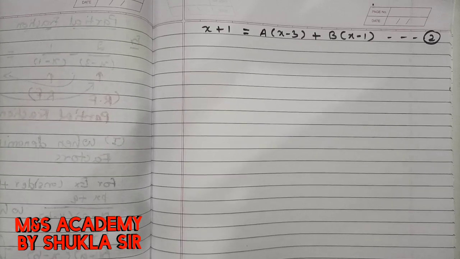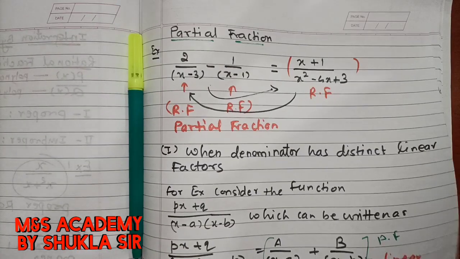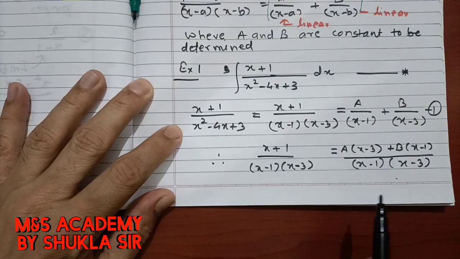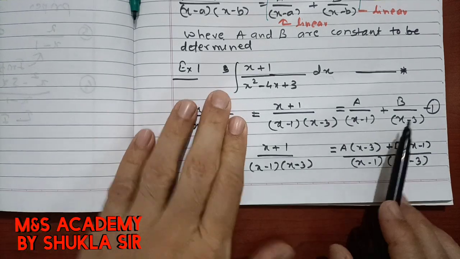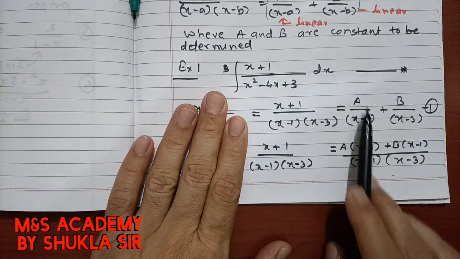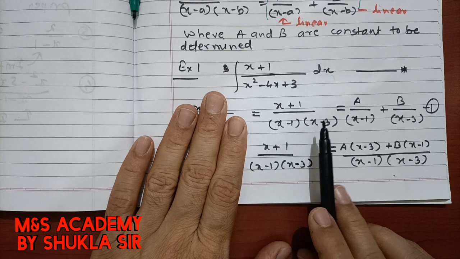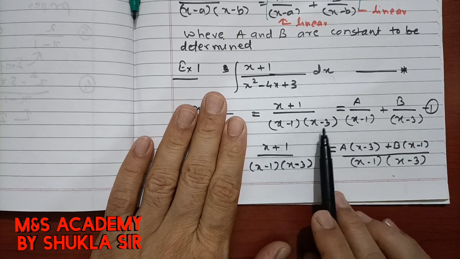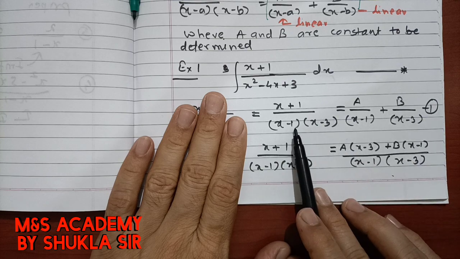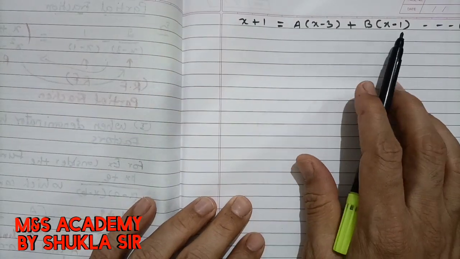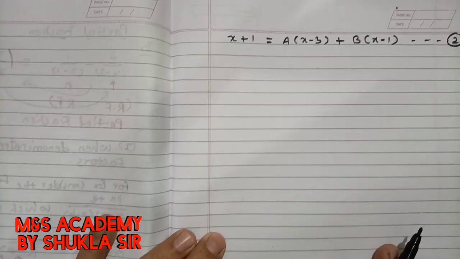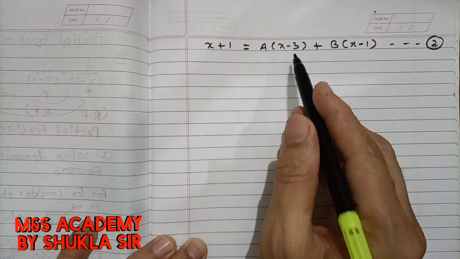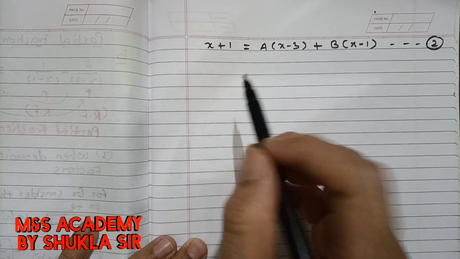Now at this point you can note that there is no need to write this part. If we are not writing this, there is no harm. Directly out of this you can say, a has the factor x minus 1, so we need to multiply a by x minus 3. b has x minus 3, so we need to multiply b by x minus 1. So directly we will get a times this plus b times this. So this is our equation number 2.